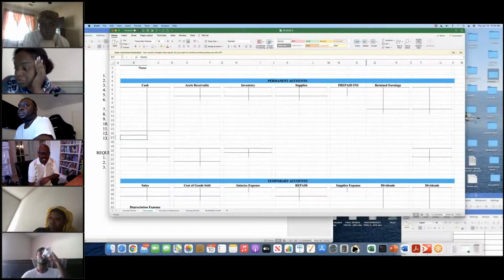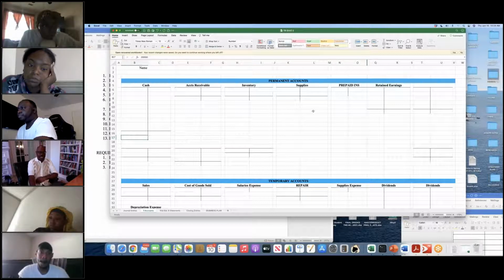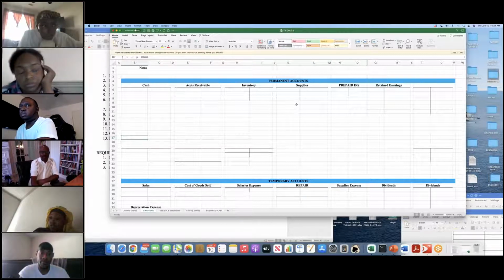And what you see in these T accounts are some permanent accounts that stay with us all the time, and then some temporary accounts. We've got the permanent accounts up top. These accounts go year to year. And then we have these temporary accounts, and we'll get into that a little bit later.